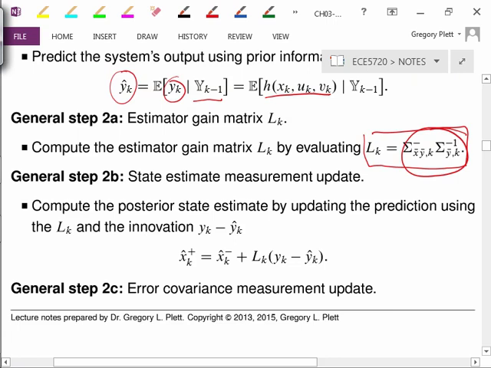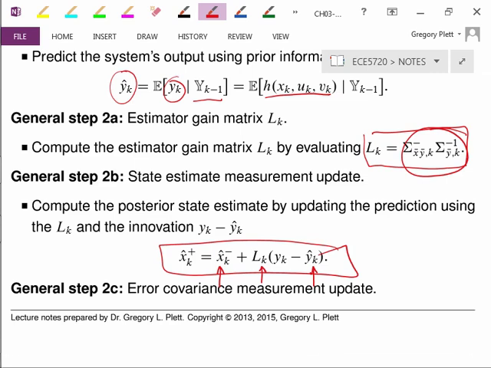Now I'm ready to compute the output of my Kalman filter. I make the state estimate. Here, I take the prediction from step 1a. I take the output prediction from step 1c. I take the gain matrix from step 2a. I make a measurement at this point of the actual voltage, and I combine all that together, and I get a state estimate of my system.